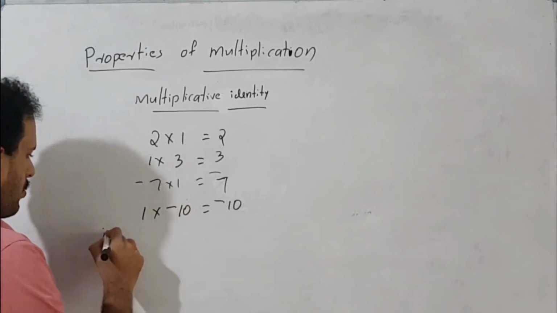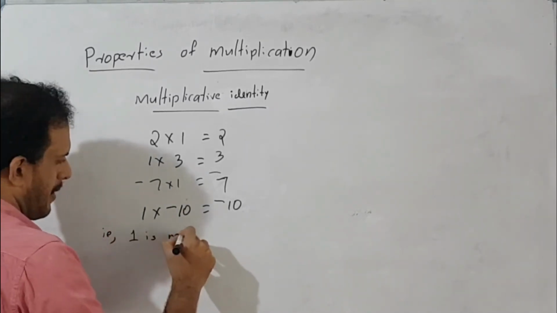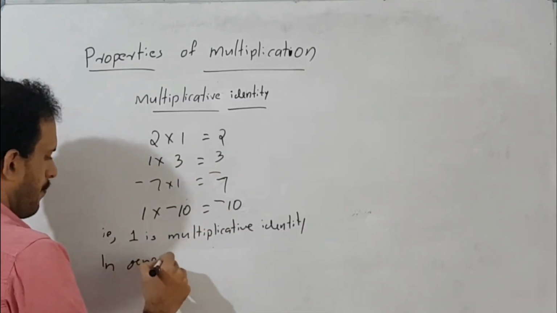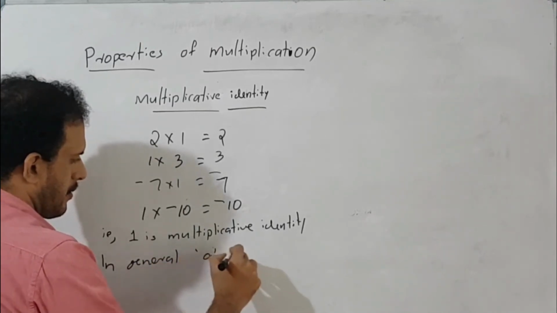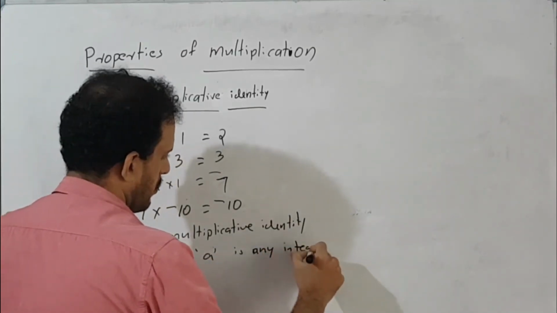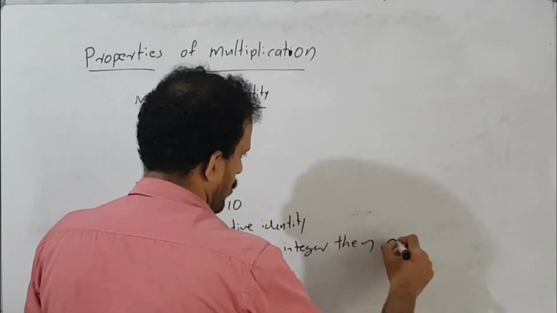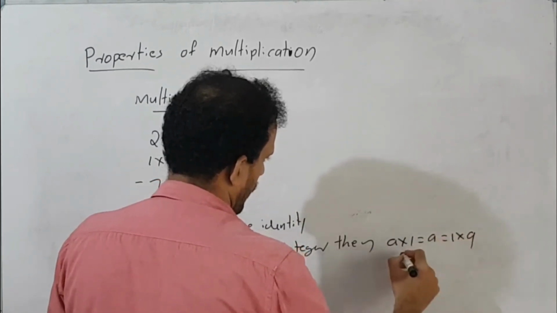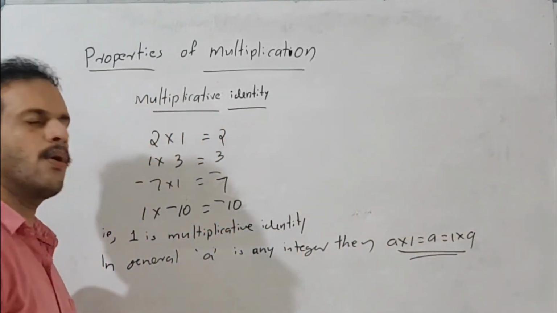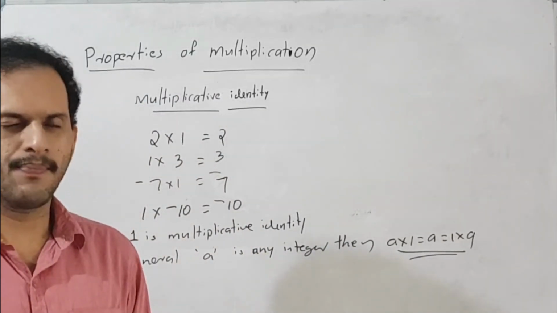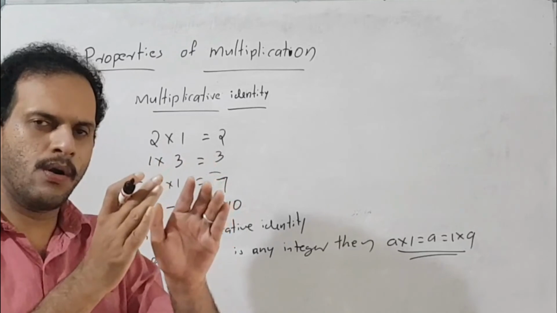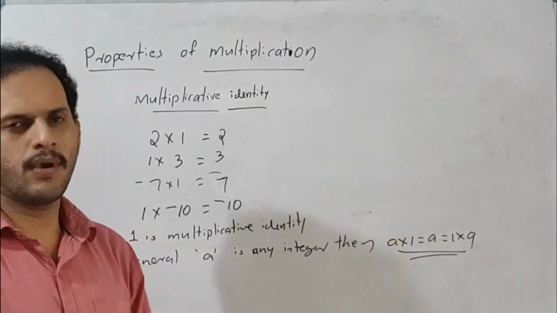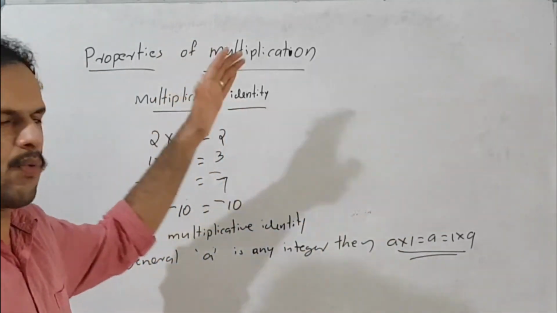So we conclude 1 is the multiplicative identity. In general, if A is any integer, then A into 1 is equal to A, which is equal to 1 into A. Correct? A into 1 is equal to A, or 1 into A is also A. If we multiply any integer by 1 or 1 by any integer, what do we get? The answer is the same integer. So we call 1 the multiplicative identity.